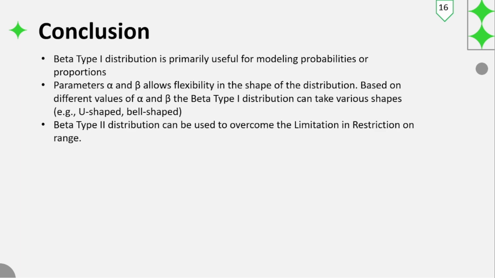What we conclude from this is that the beta type 1 distribution is primarily useful for modeling probabilities or proportions. With the help of alpha and beta, we can check whether the distribution follows a U-shaped or bell-shaped curve, and the beta type 2 distribution can be used to overcome the limitations of the restricted range. So in this short presentation we have covered the PDF of the beta type 1 distribution, examples and some real life practical examples, the limitations of the beta type 1 distribution, and finally we concluded what we have studied.